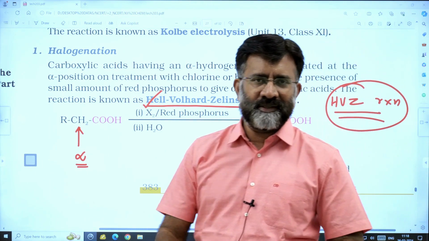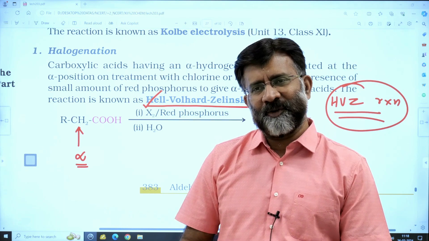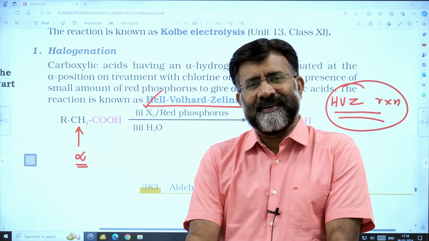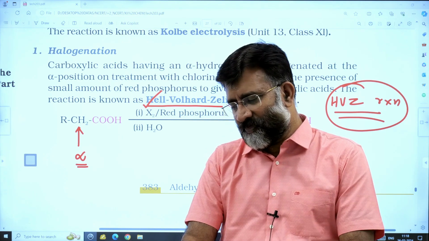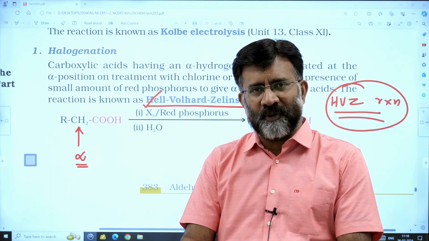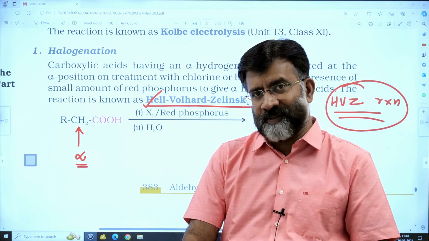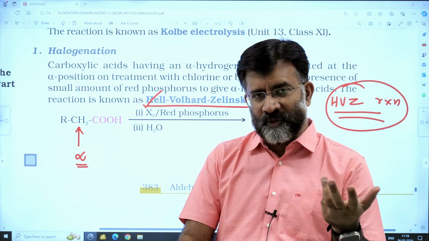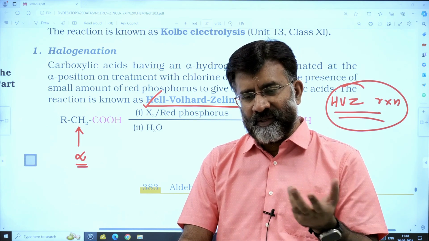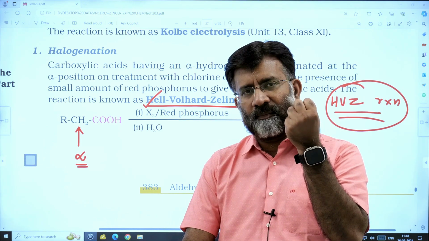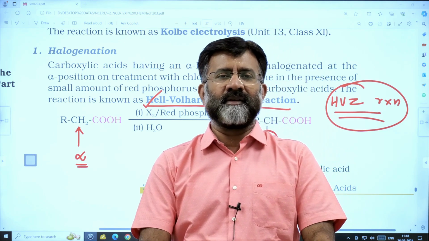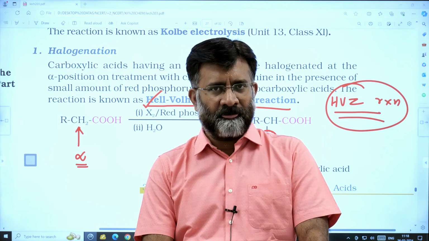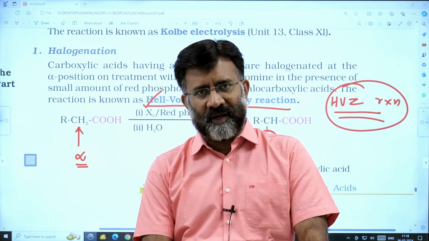Why is it very famous? Because at the alpha position you have been able to substitute one halogen. So what? Because it is highly helpful in producing various other useful products. At the alpha position, replacing the halogen, you can place many other groups. You can produce many amino acids, many biomolecules. Synthetic importance is the point. It is able to produce various useful synthetic products. That is the importance of the HVZ reaction, a very popular reaction dealt with in the chapter.